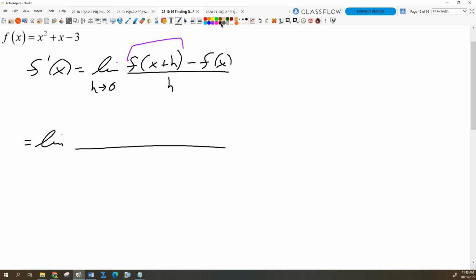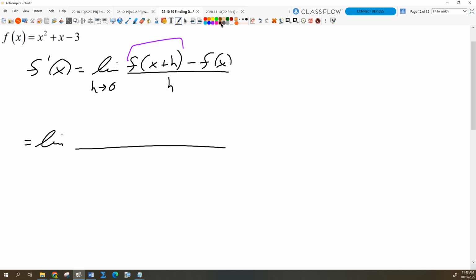Where'd you get the 2? Aren't we solving for what's at 2? Yeah, but that's not the value of h. That would be the value of x. I could plug in 2 for the x's, but let's not. Let's just calculate the derivative function first and then plug in 2. So we're not even worried about what value of x we're going to plug in yet. We're just trying to calculate the derivative function first.